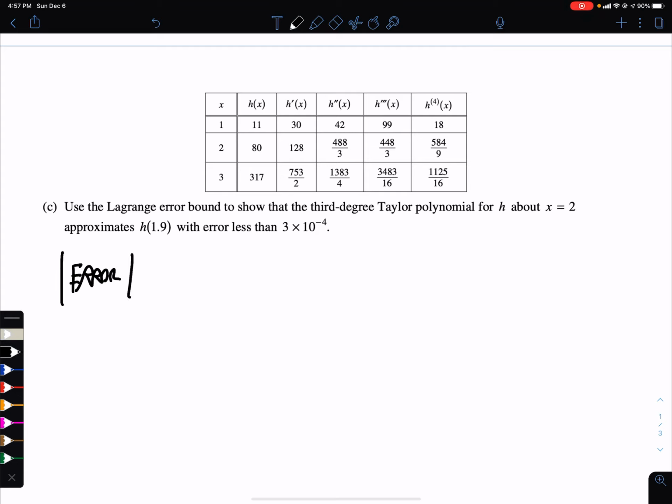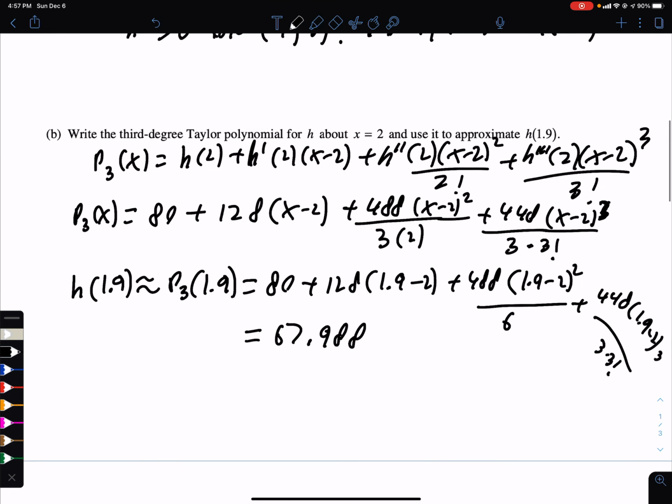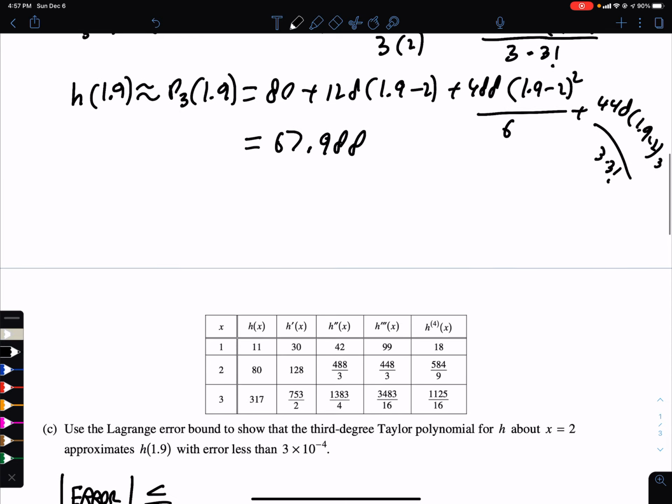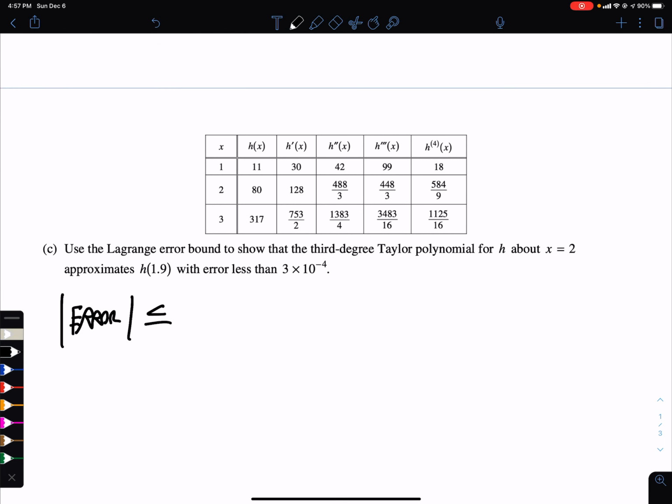says the error is less than or equal to the maximum of the next unused term. So this is a third degree. We want the 4th term, which we didn't find, but we know how to find it. It's going to be the max, and our values of C are going to be between the center, which was 2, and the point being estimated. We're estimating 1.9. It's centered about 2, so our C's will be between 1.9 and 2.